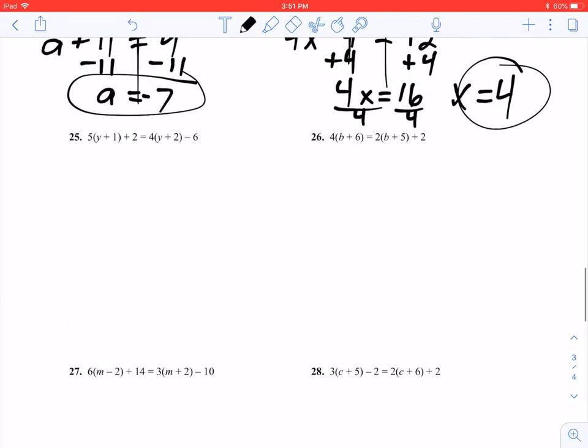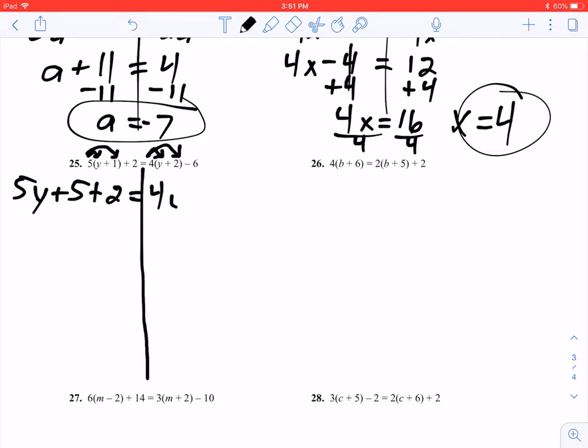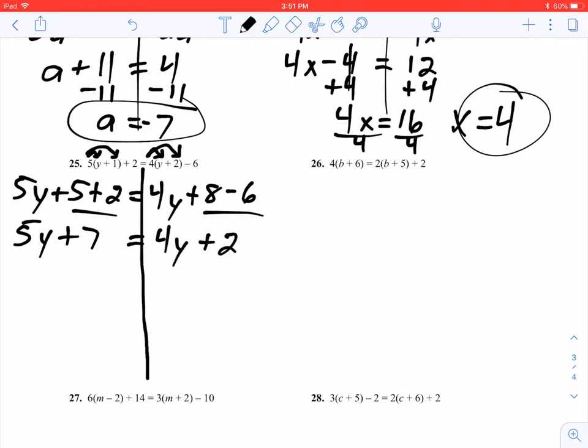Now moving on to number 25, there is a good bit of the distributive property that we need to use. The 5 needs to be distributed, and the 4 needs to be distributed. So we have 5y plus 5 plus 2 equals 4y plus 8 minus 6. Now on the left-hand side, the 5 and the 2 need to combine. On the right-hand side, the 8 and the minus 6 need to combine. So we have 5y plus 7 equals 4y plus 2.